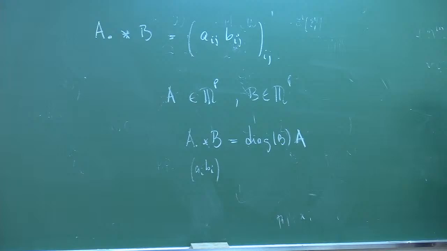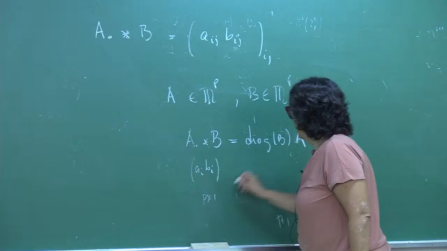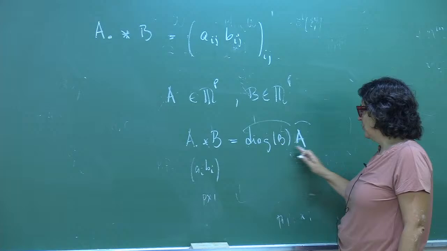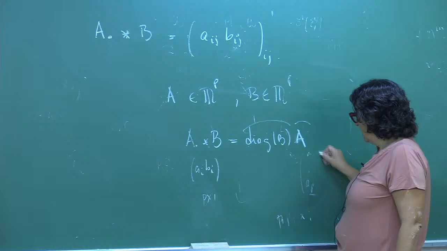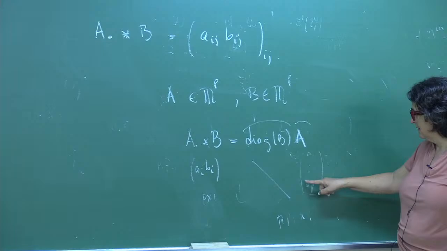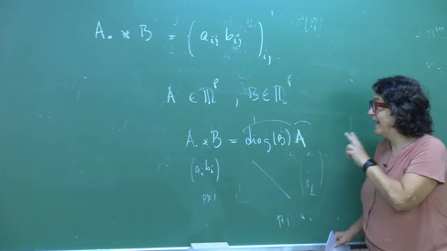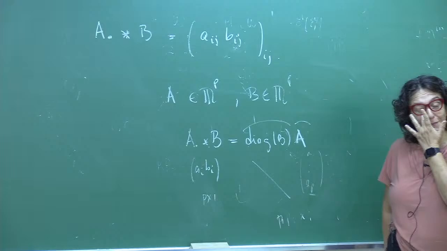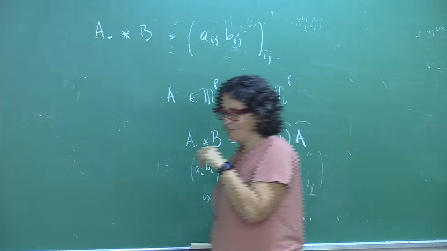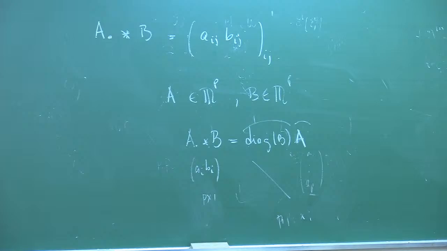Well, let's see why. The dimension: this is P by 1, and this is P by P times P by 1, so it is the same dimension. If you do the multiplication, this is A1 to AP. When you multiply by the diagonal, you multiply B1 to BP. It's the same. They're both vectors. It's the one that we did before. It's the diagonal. It's like in MATLAB, in R, whatever, it's like a program thing, no?